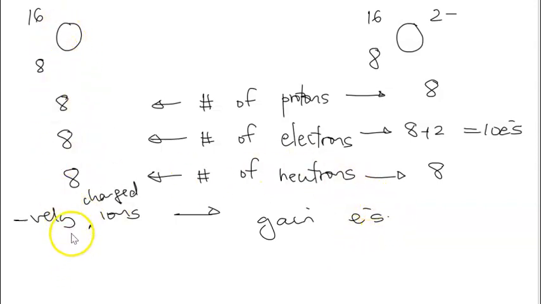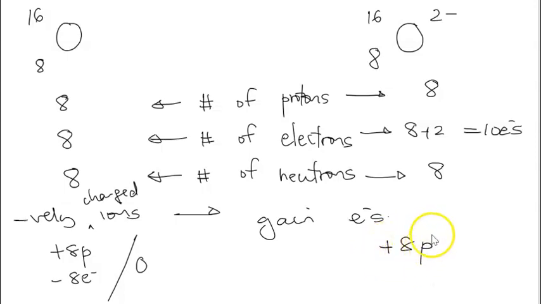Let's compare. In our neutral atom, we had 8 protons and 8 electrons. That works out to be 0. In our ion, we had 8 protons. We gained 2 electrons, so that becomes 10 electrons. Overall, there's a charge of 2 minus, since we had 2 more negatively charged electrons than our protons.